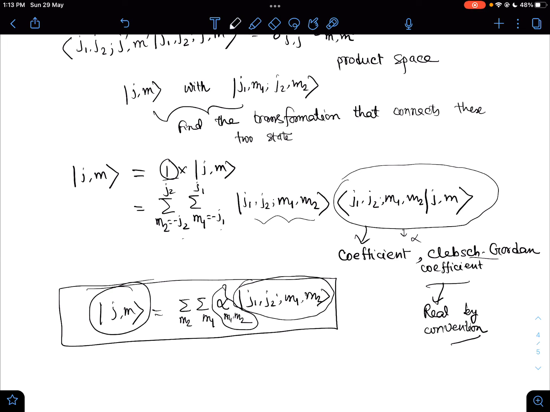So that is it for today's video. In the next video we will discuss how to find this Clebsch-Gordan coefficient and how to connect these two states which span the same space, I mean which span the same product space.